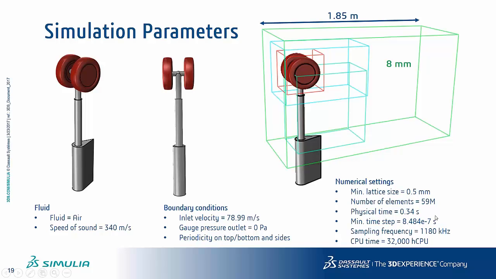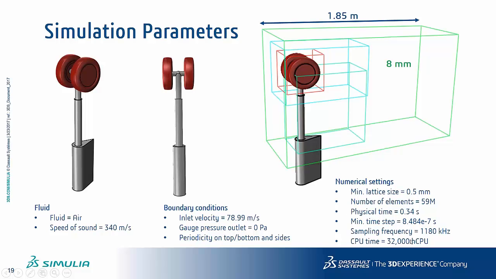And the minimum time step, because you've got different time steps at different lattice levels, but the smallest one, which is near the wheel and geometries, would be about 8⁻⁷ seconds, which means we've got quite high sampling frequency as well, since we've got 1180 kilohertz of sampling frequency, which is important for acoustics as well. You need to extract information at a good sampling frequency in order to have, let's say, good quality signal processing.